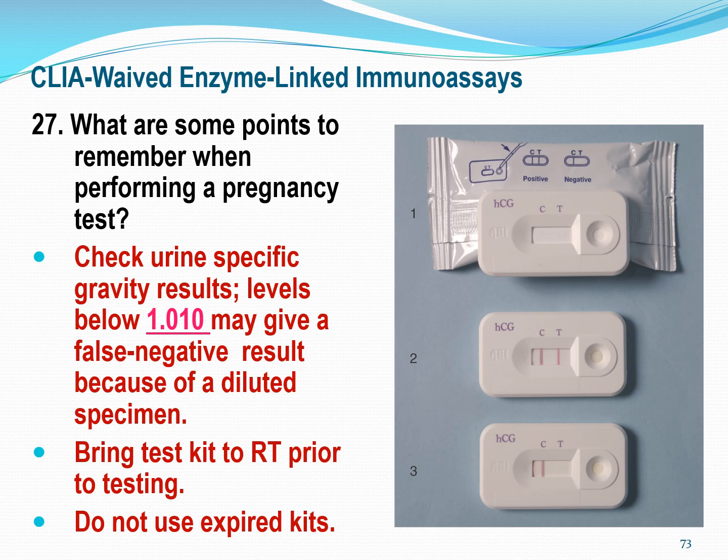What are some of the things we need to remember when performing a pregnancy test? Check urine-specific gravity results. Levels below 1.010 may give a false negative result because of a diluted specimen. Okay? You bring test kits to room temperature prior to testing and do not use expired kits. So if you see that your doctor ordered a pregnancy test, you want to immediately get the kits out so that they can come to room temperature. We always want to check the expiration date, and we always want to check to make sure controls have been run on that batch of kits.